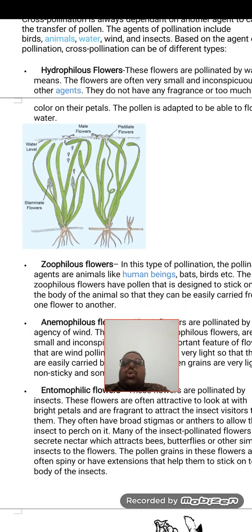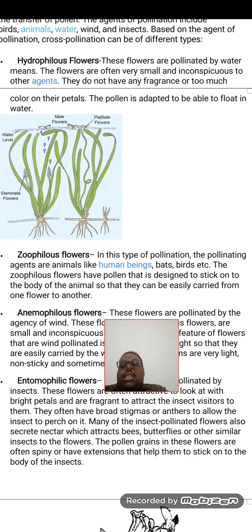And another one is zoophilous. Zoophilous means the pollination takes place by agents like animals, like us. For example, there are some plants which are pollinated by us. You might have seen that when we walk through some gardens or plants, some spine-like things get attached to our dress. If you're wearing a pant or something, it will get attached. That is one type of this.